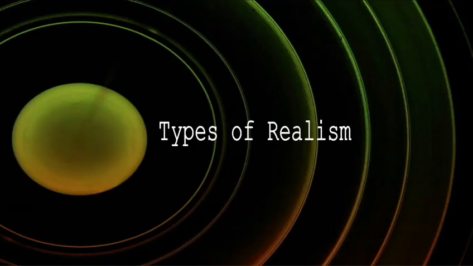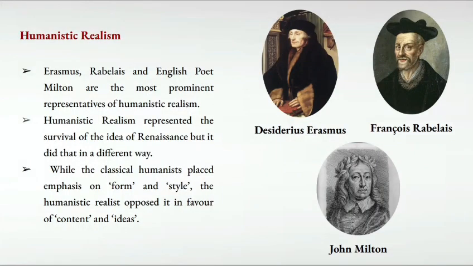Now let's see three of the major types of realism. The first type is humanistic realism. Erasmus, Rabelais, and the English poet Milton are the most prominent representatives of this humanistic realism. This type of realism represents the survival of the idea of Renaissance, but in a different way. While the classical humanists placed a major role on form and style, the humanistic realists opposed it in favor of content and ideas.